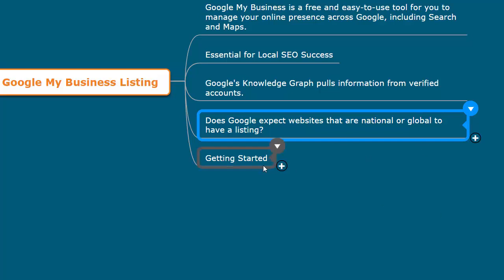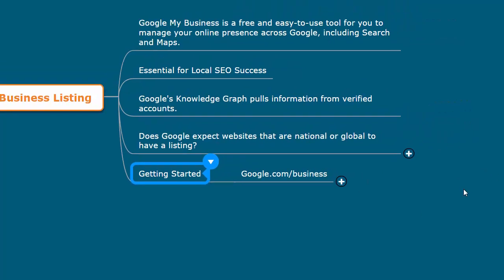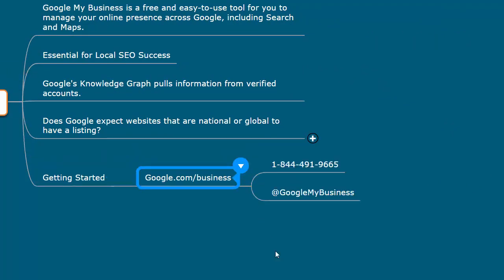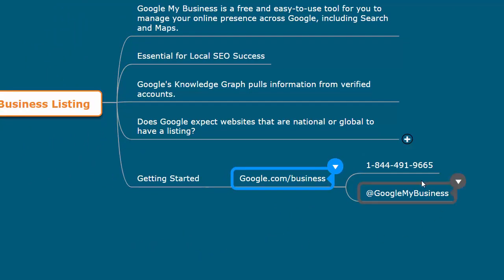Getting it verified is just a matter of a couple of things you can do. First of all, you can set up your account if you don't have one already. Just go to google.com/business. Also, there are support phone numbers. Yeah, I remember when Google didn't have phone numbers. 844-491-9665. If you have a listing that you're having a hard time getting verified, call them up. They'll take care of you. Also, on Twitter, @GoogleMyBusiness, you can reach them there, but the phone will work.